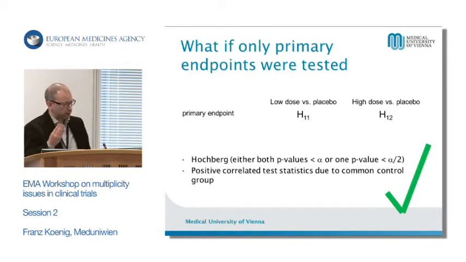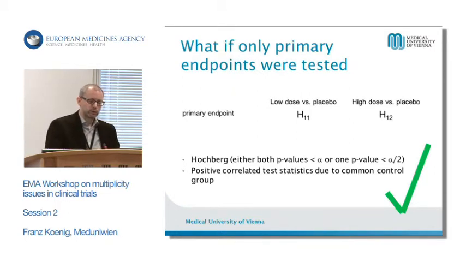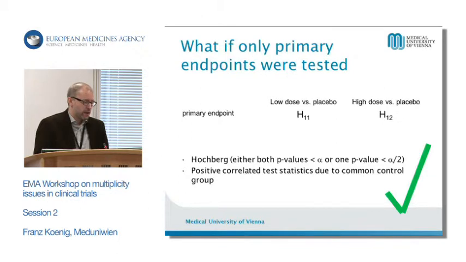So I started very slowly. What if only primary endpoints were tested? We want to compare the low dose against placebo, the high dose against placebo. We want to use the Hochberg procedure as we compare both dose groups against the common control. We know its test statistics will be positively correlated, so I guess we can agree on it. Everything should be fine. So that's okay.